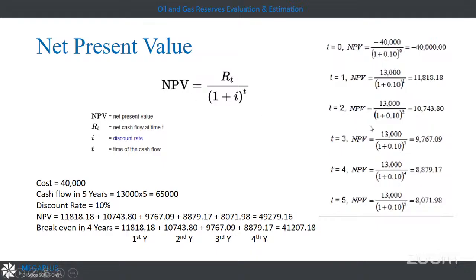In the second year, the present value will be 10. So in this example, if I make a project with $40,000 and the cash flow in 5 years will be 13 multiplied by 5, because the cash flow is 13 per year, the total will be $65.